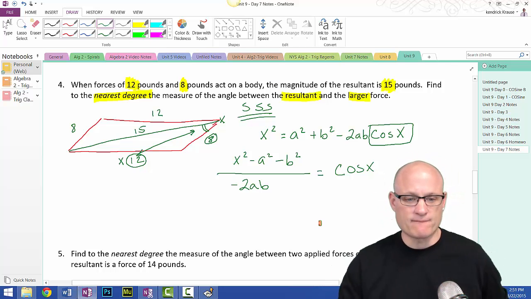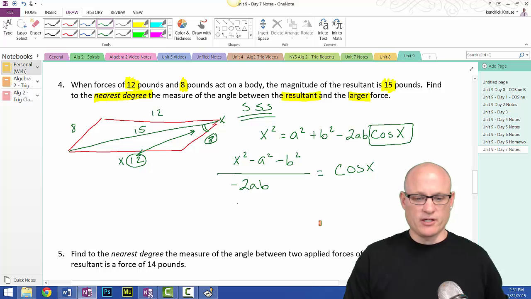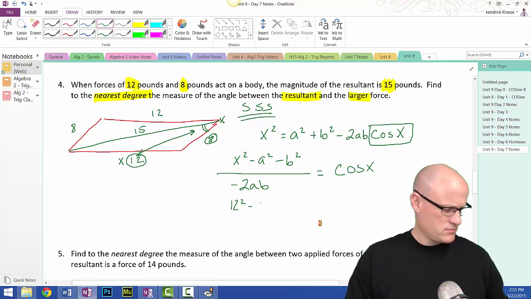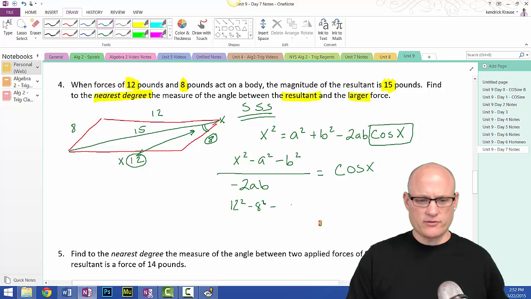All right, let's see what we got now. Let's start plugging stuff in. For x squared, we'll put the larger one in there, that's going to be 12. So that's 12 squared minus 8 squared minus 15 squared all over negative 2 times 8 times 15 equals cosine of x.